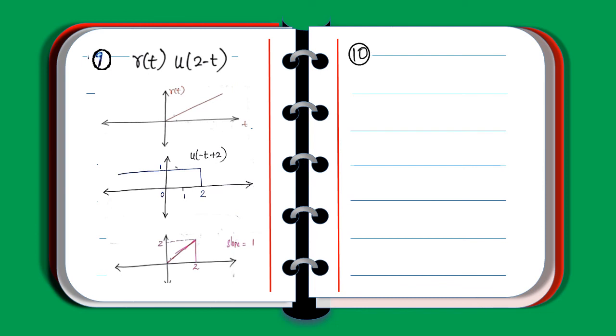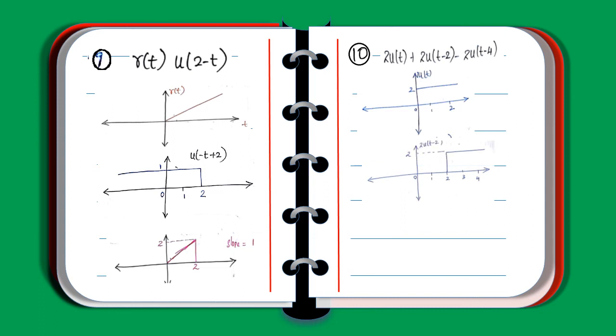The last problem of this video is plot 2u of t plus 2u of t minus 2 minus 2u of t minus 4. We can see that there are multiple operations involved, more than 2. Shifting operation is there, amplitude scaling is there, and addition is there, subtraction also is there. Let us draw the component signals. 2u of t, we can see that this amplitude is raised to 2. 2u of t minus 2, we can see that this 2u of t is delayed by 2 units. And the third one is minus 2u of t minus 4. The signal is delayed by 4 units and the amplitude has changed to minus 2.